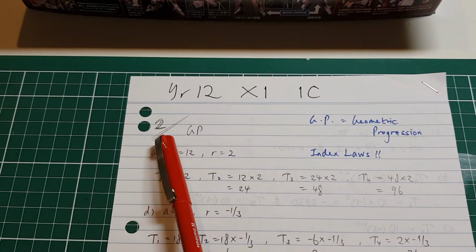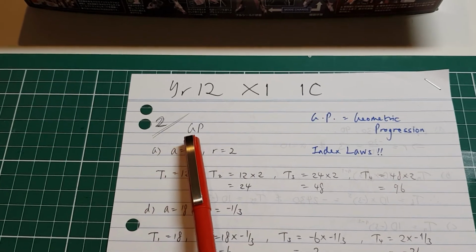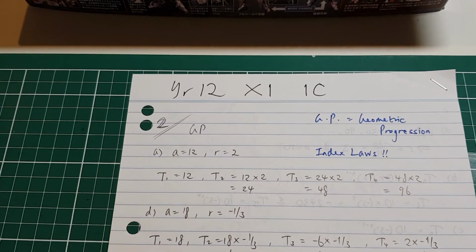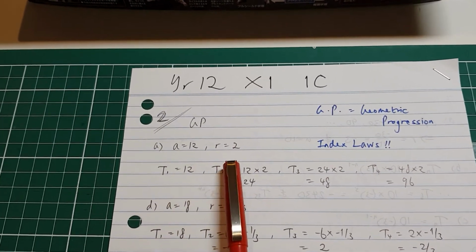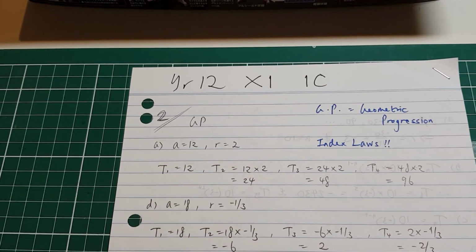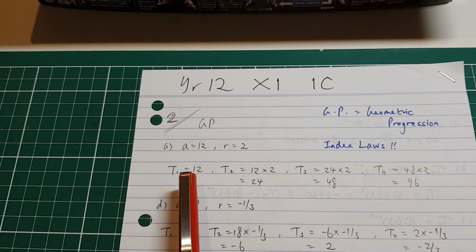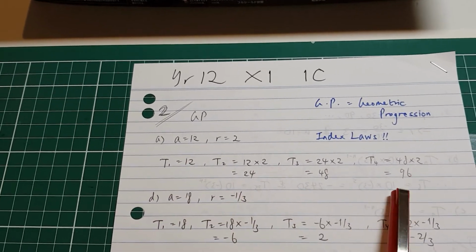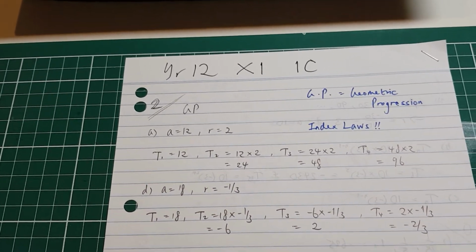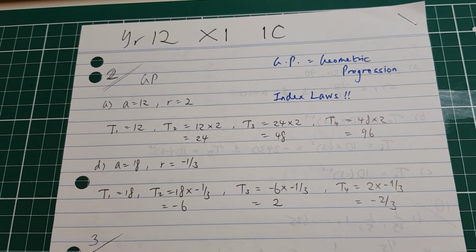These questions are starting with question 2. So you were told it's a GP, and the first term is 12 and the common ratio is 2. So to generate the first 4 terms, you just got to keep multiplying by 2. So 12, 24, 48, and 96. So we basically keep doubling the previous one.